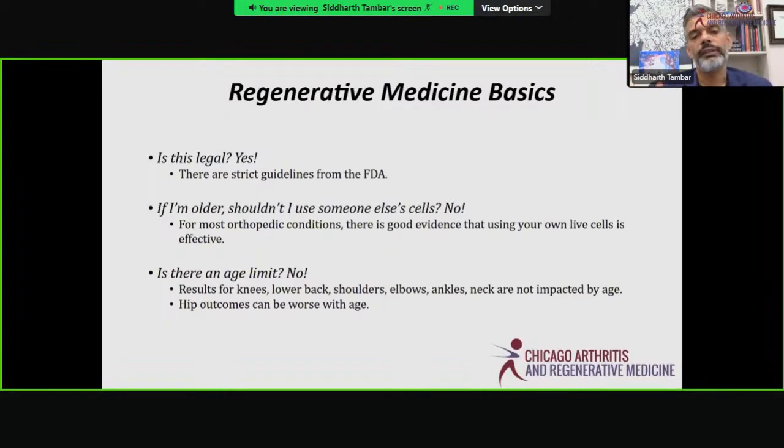Another question I often hear is, if I'm older, should I use someone else's cells? It makes sense why people would think that, but the reality is no. The evidence shows that for the vast majority of orthopedic conditions, if you use your own living cells, that is what's safe, that's what's effective, you'll still respond well. Is there an age limit? For the vast majority of things that we treat, there is not an age limit. The one exception are hips, where if you're over the age of 65, it can be more difficult to improve.